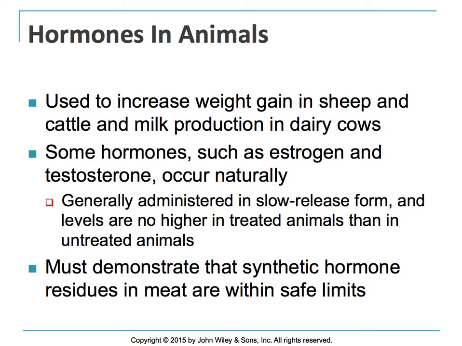Hormones in animals can be used to increase weight gain in sheep and cattle and increase milk production in cows. Some hormones, such as estrogen and testosterone, occur naturally and are generally administered in slow-release form, and levels are no higher in treated animals than in untreated animals. In order for a hormone to be used in an animal, it must be demonstrated that the synthetic hormone residues in meat are within safe limits.